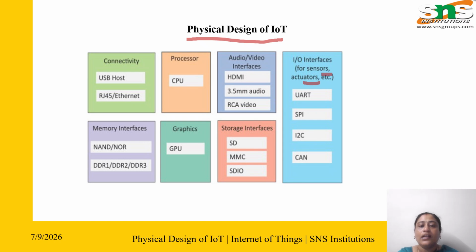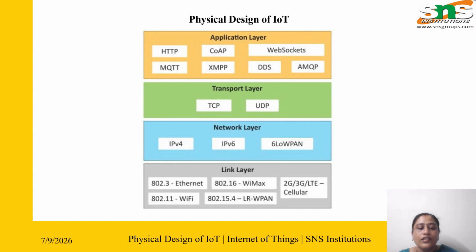The next thing is the functional block diagram, or the IoT block diagram, of the physical design. As I told you previously, different block diagrams are shown here. We have different blocks used for interfacing, like connectivity. We have processors, audio video interfaces, input output interfaces, memory interfaces, the graphics card, and storage interfaces as well. The next thing is the IoT communication protocols, which is the next major factor in the physical design of IoT.